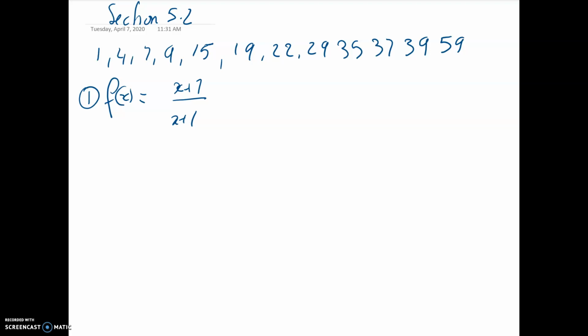Guys, in this section 5.2 we are going to focus on rational functions and their graphs. On problem number 1, match the rational function in column 1 with the appropriate description in column 2. When I study the denominator of the rational function, I know that x plus 1 cannot be equal to 0. That means x cannot be equal to negative 1. That implies that at x equals negative 1, you have a vertical asymptote, and that corresponds to answer D.